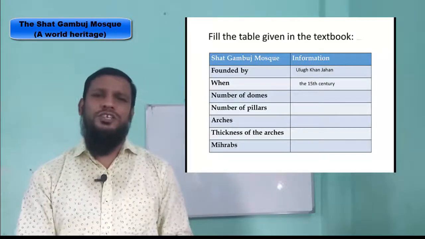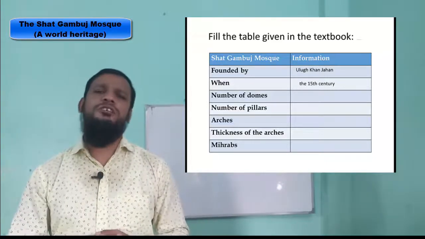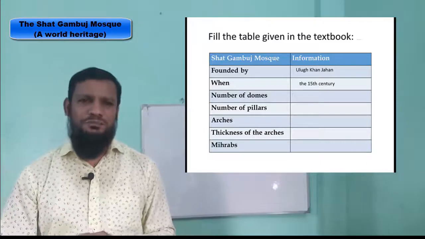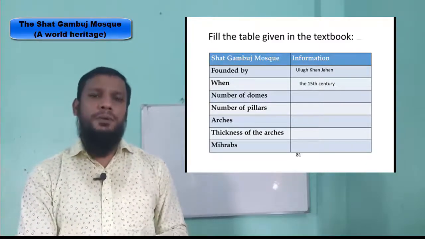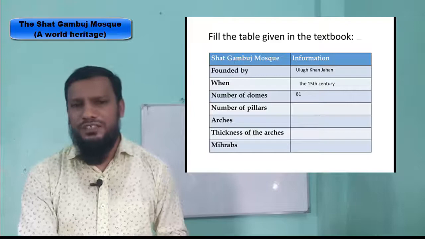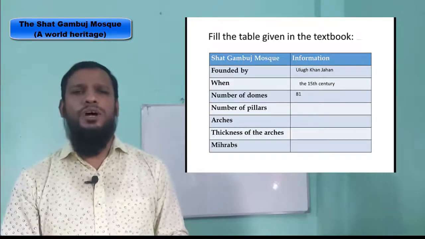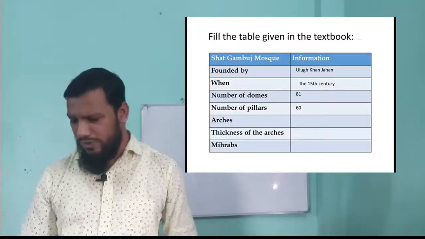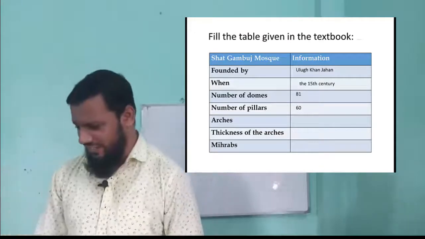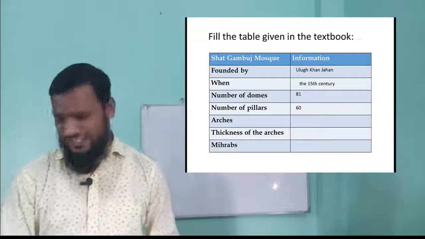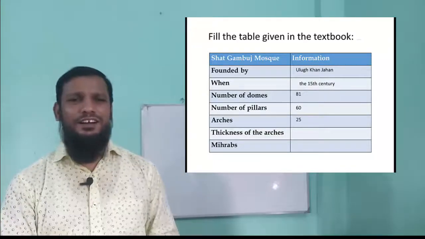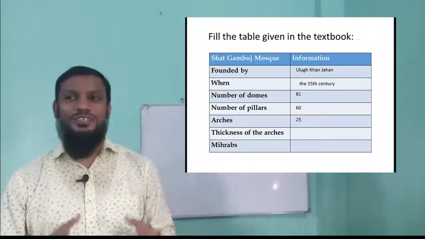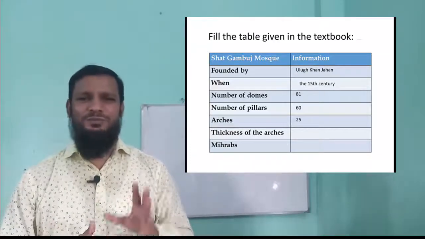When was it established? Yes, the mosque was established in the 15th century. Number of domes. How many domes were there? Yes, it's about 81 domes in total. Number of pillars. How many pillars are there? There are 60 pillars. Arches. Okay, 25 arches. Arch doors.